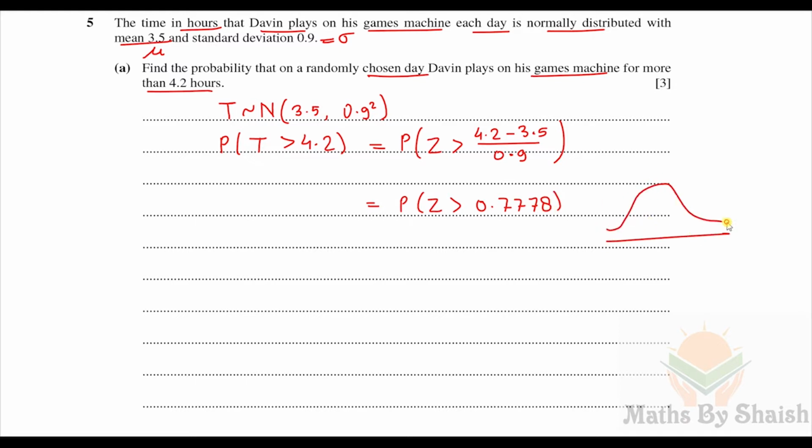Now we can see the graph. 0.7778 is a positive quantity, so it would be lying somewhere here, and since z is greater than this, we require this region, and this region is 1 minus phi of this z value, so it becomes 1 minus phi of 0.7778, and the value of this from the distribution table is going to be 0.7818, which, when we subtract from 1, we'll get the answer.